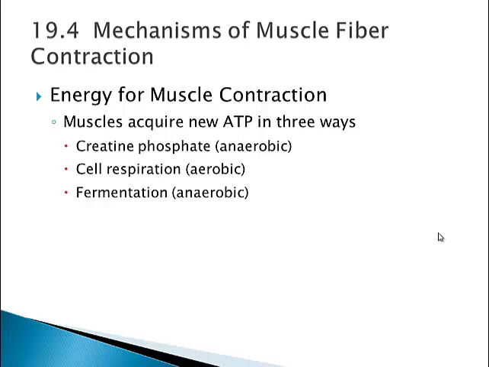As stated, the muscles need ATP in order to contract. Muscles acquire new ATP in three ways: creatine phosphate breakdown, cellular respiration, and fermentation. Creatine phosphate breakdown is a way to acquire ATP before oxygen starts entering the mitochondria. It's an anaerobic process, meaning there's no oxygen. Cellular respiration takes place when oxygen is present, an aerobic process. And fermentation is also an anaerobic process that begins once the oxygen reserves have been used up in a muscle cell.